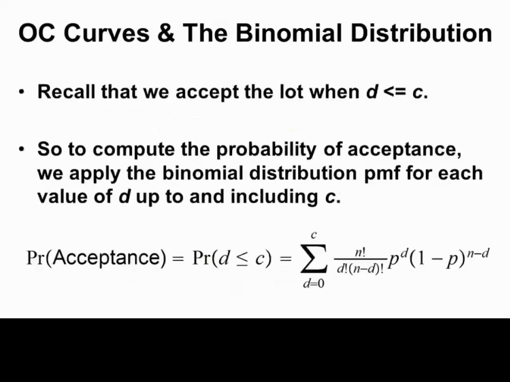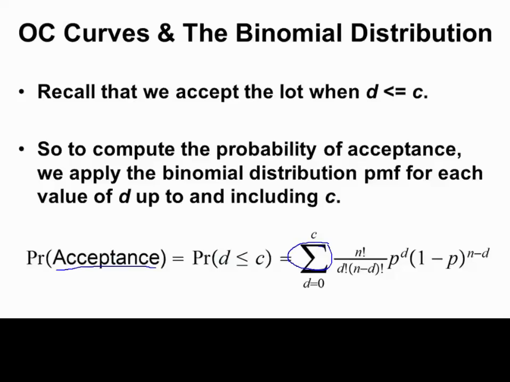Okay. So just by extending this, to compute the probability of acceptance, we're going to have to apply the binomial distribution starting at d equals 0, so 0 defects, d equals 1, d equals 2, all the way up to c. So we call that the cumulative binomial distribution. So basically we're going to sum up, this is a summation, starting at d equals 0, and stopping when d is at its maximum number that would still provide an acceptance. The rest is the same.